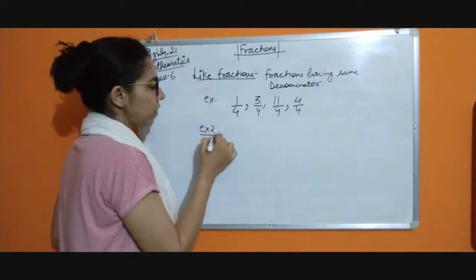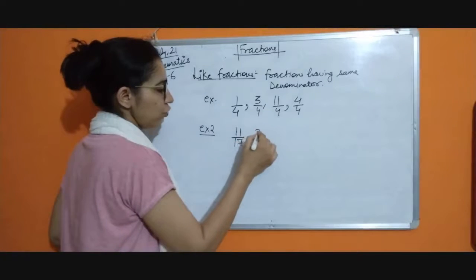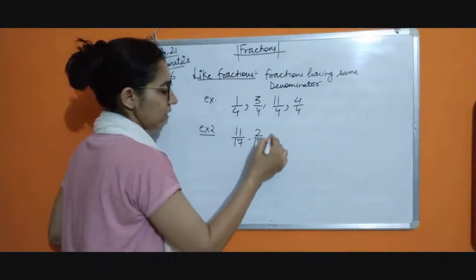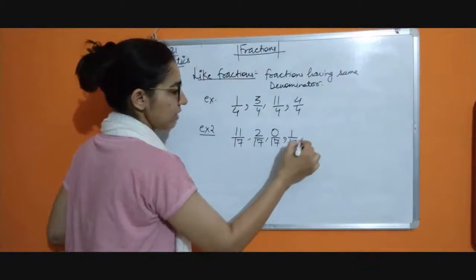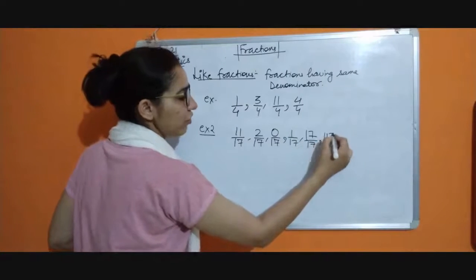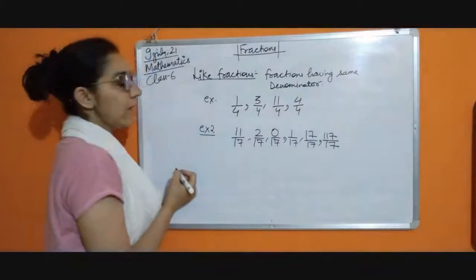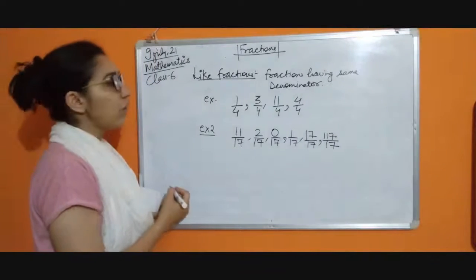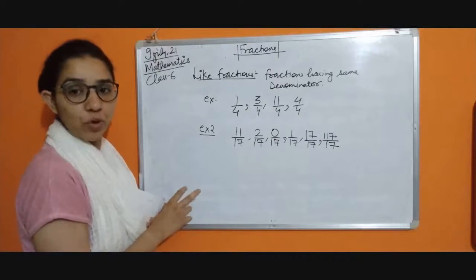Example number 2 can be, suppose we have 11 by 17, 2 by 17, 0 by 17, 1 by 17, 17 by 17. Okay? Any number of fractions which have the same denominator, that is 17, are going to be called like fractions. Now the unlike fractions are going to be those which do not have the same denominator.